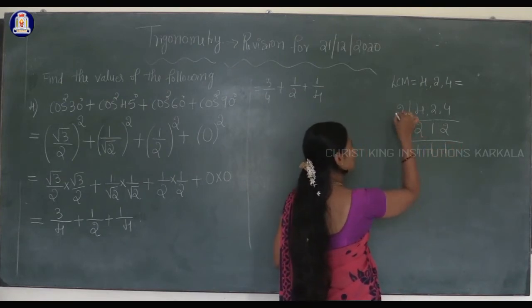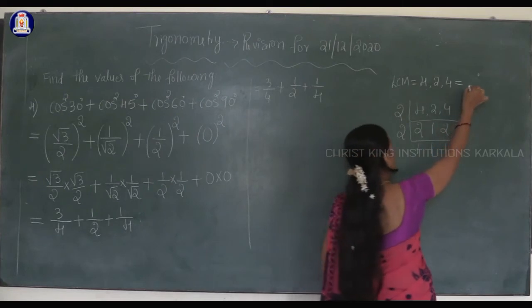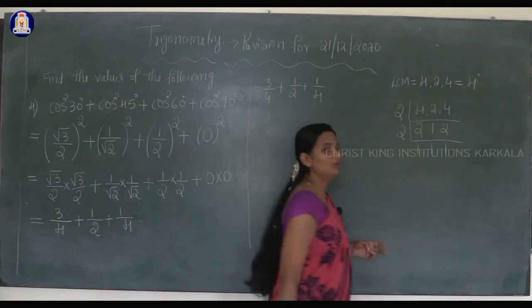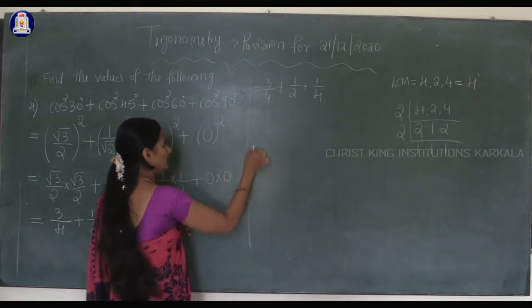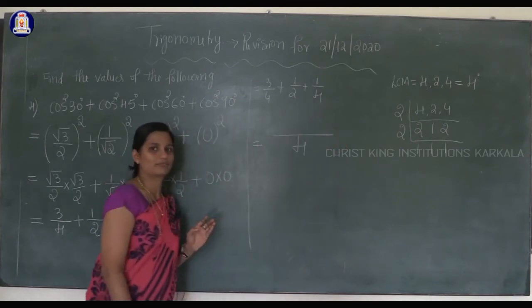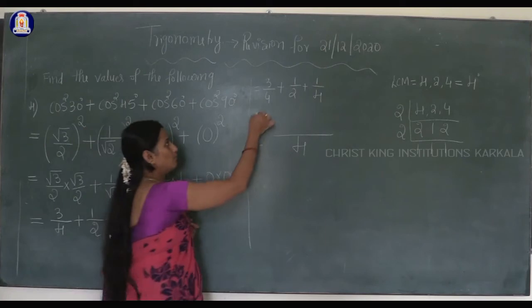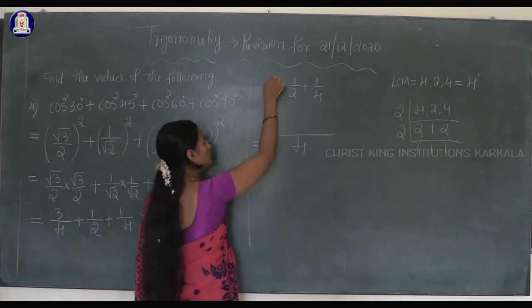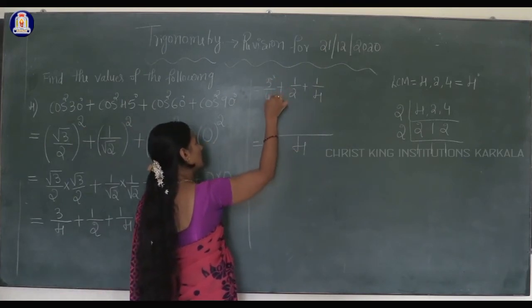So therefore LCM is what? 2 into 2 is 4, correct? So LCM is 4. Yes, so 4 is LCM. Now 4, how much is 4? 4 1s are 4, correct?